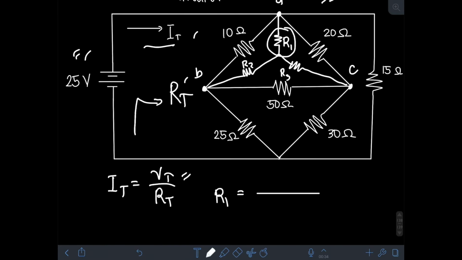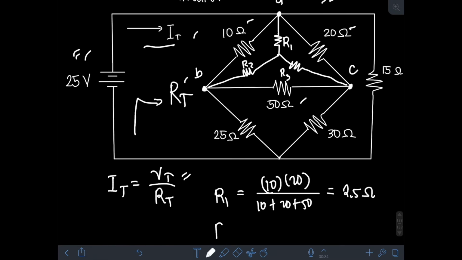So, in the delta, what are the two resistors adjacent to R1? So, this is R1, right? So, the two adjacent resistors are 10 and 20 ohms. So, we will multiply them in the numerator. So, 10 times 20 over. So, what is the constant denominator for the formula? The sum of the delta resistors, right? So, we will add 10, 20, and 50. So, what is the value of R1 using calculator? So, it is equal to 2.5 ohms.